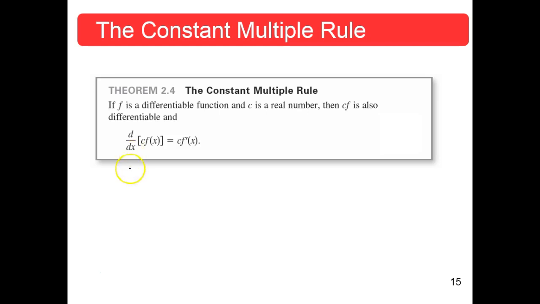What if this had been d by dx of f of x over c? Now, everything I said before would be true except one little thing. C, it says, is a real number. Yeah, except 0. It can't be 0. Okay, so with that exception, c not being equal to 0, what's that derivative?